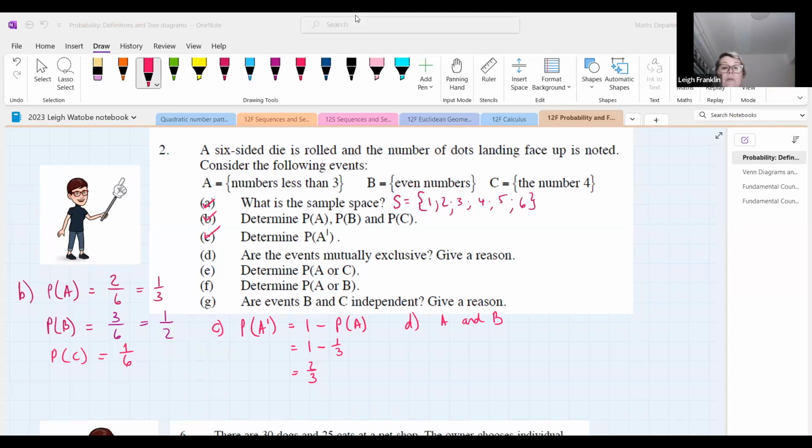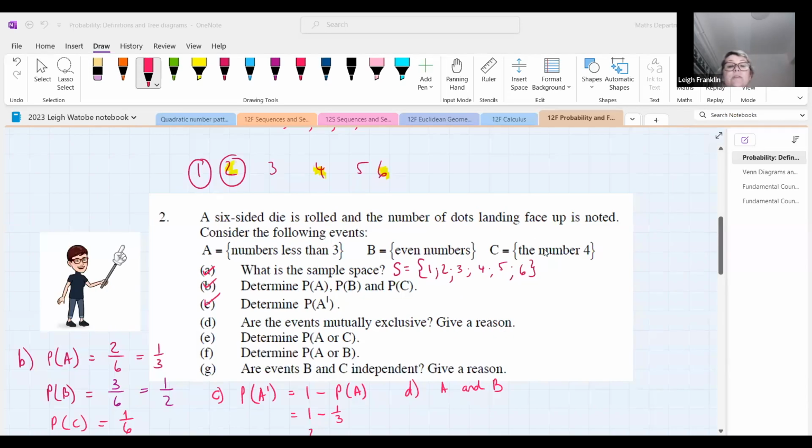Sure, Mbalente, I'll go back. Okay, everybody, I'm just going back to Mbalente. What did you not understand? Ma'am, can you please explain the probability of C? You didn't get it. Okay, so Mbalente, C is just the number 4. So it's just this. Okay, so that's why it's 1 in 6, because only one number is a 4. All right. So back again.